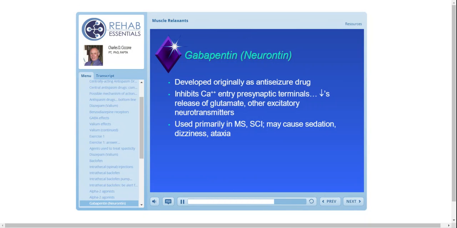It may cause sedation, dizziness, ataxia. Obviously, it's got the potential for these side effects. And it's not the most common drug you'll probably see used to treat spasticity, but again, a possibility that it may work well in some patients, possibly as part of a more comprehensive drug treatment of this problem.